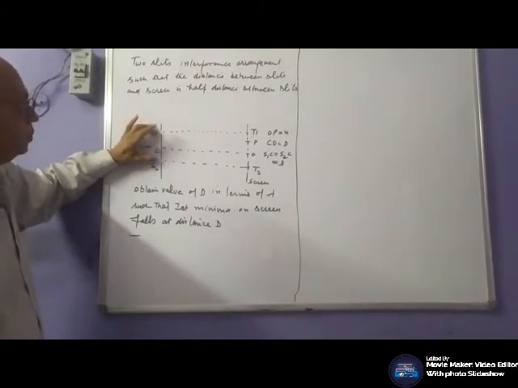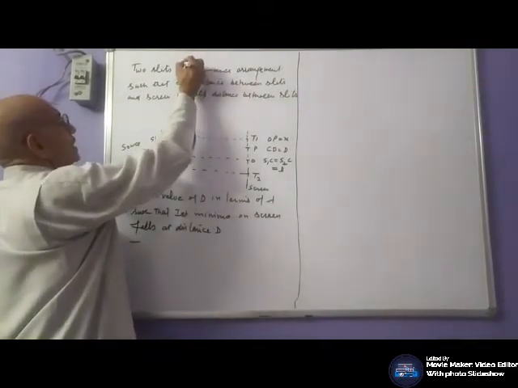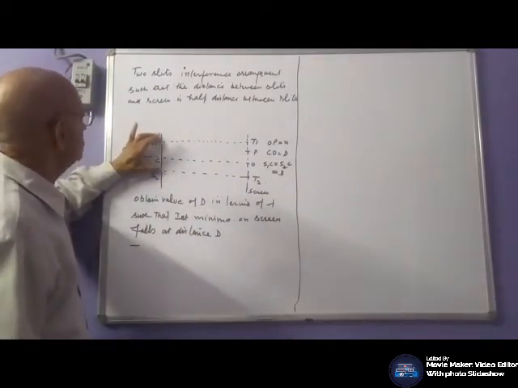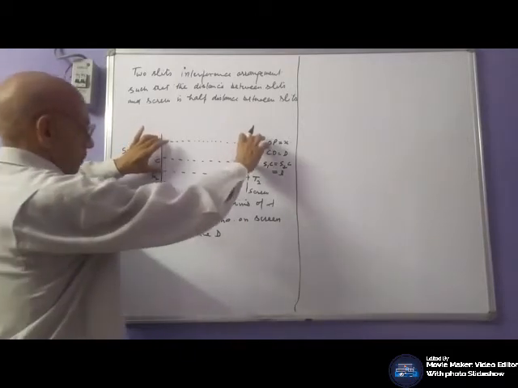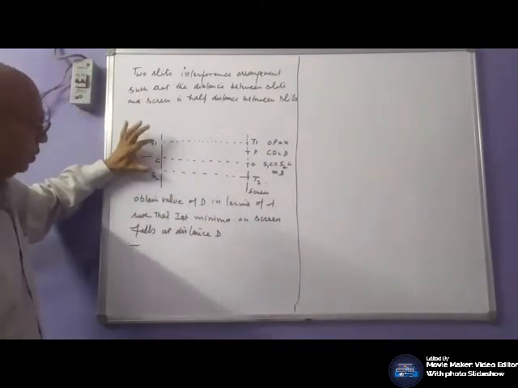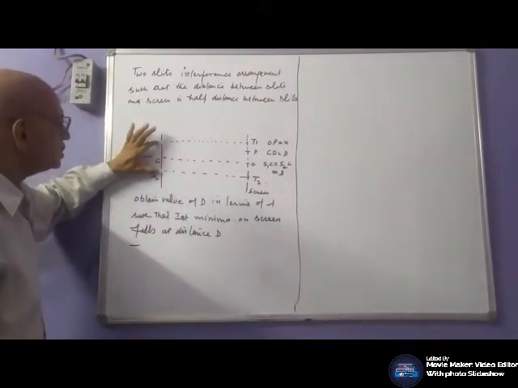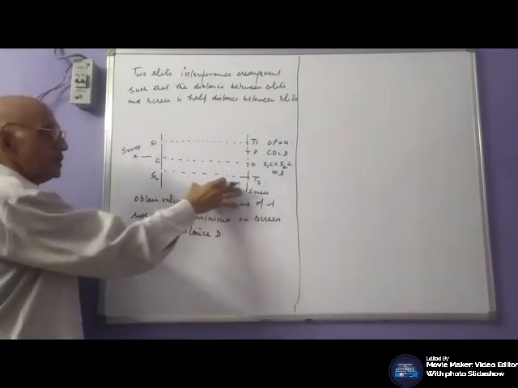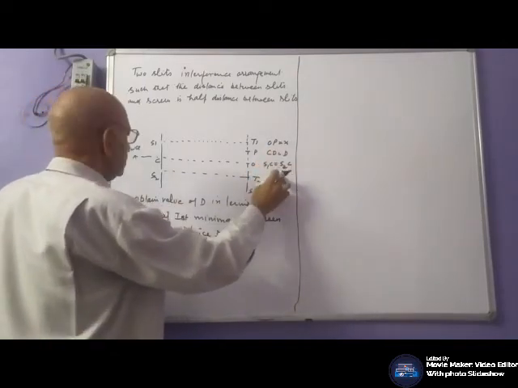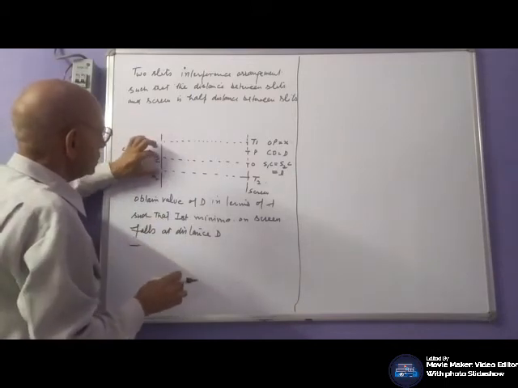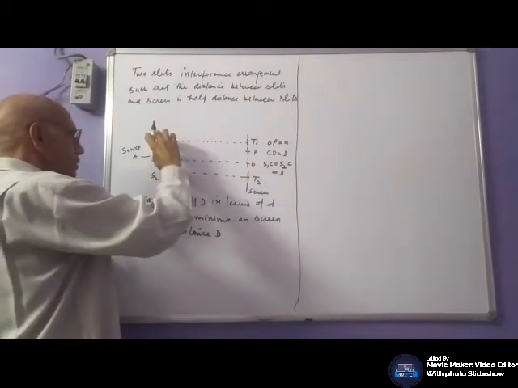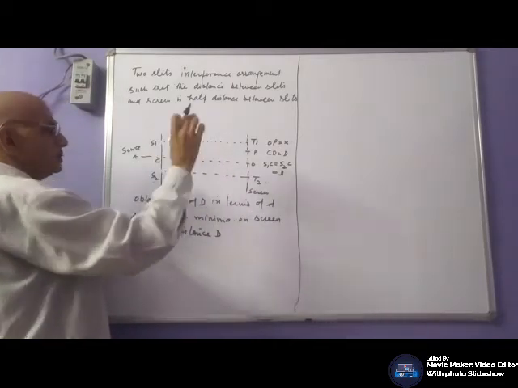Two slits, interference arrangement such that distance between slits and screen is half the distance between slits. If this distance is 2d, then this distance is D. The CD is D. S1C, S2C, capital D. Given this distance, half of this distance, this means this is 2d, this is D, this is D.